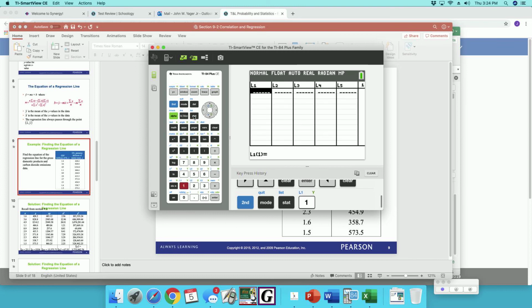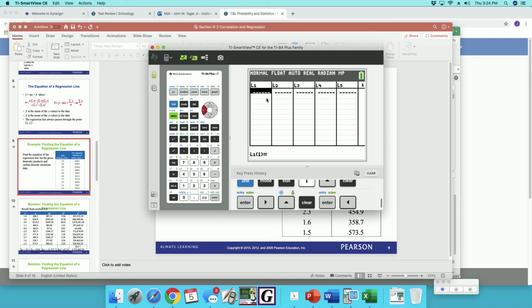Now, if perchance you have data already in L1 and L2, what I want you to do is navigate up to L1. See how my L1 is highlighted? Then you do clear, enter. Then you go over to L2, go up to L2 block, see that it's highlighted, and you do clear, enter. And it will erase the entire column. All right, we want to be back over at L1.